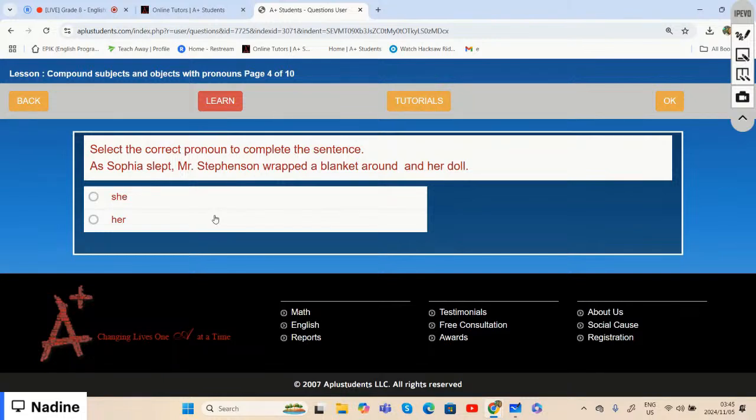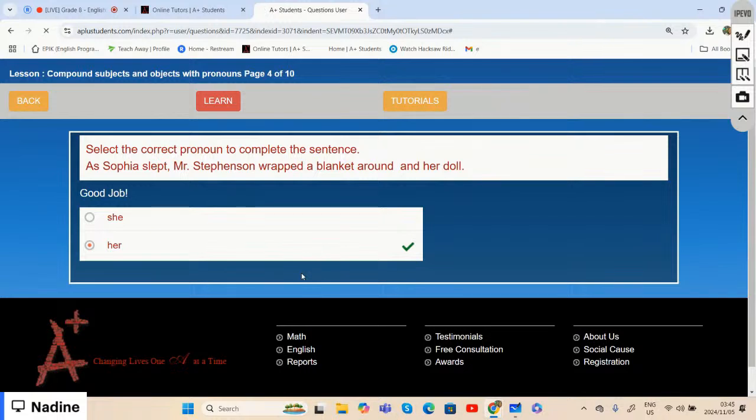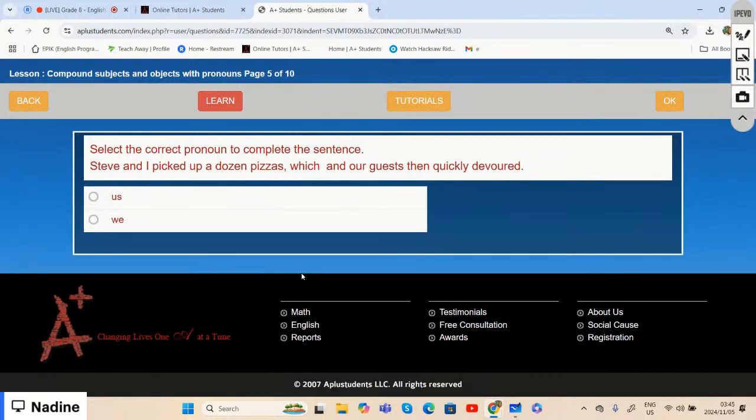All right. And if we were to choose the correct option, we would say, as Sophia slept, Mr. Stephenson wrapped a blanket around her and her doll. Her and her doll. Yes, well done. Her and her doll. Let's do the last one.